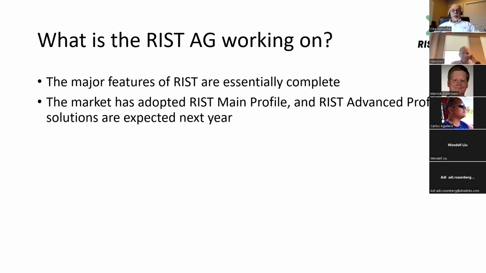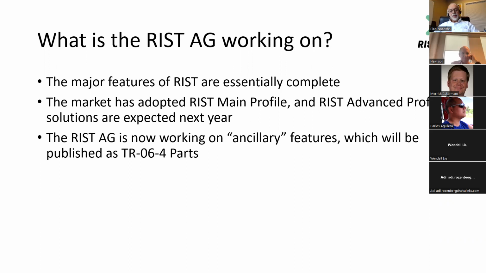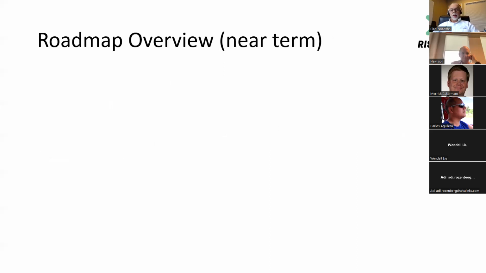So the market has adopted main profile. So there's simple profile, main profile. Main profile is kind of the main line right now. And we expect to see RIST Advanced Profile solutions next year. Now the RIST-AG is working on ancillary features, which will be published as TR-64. So if you recall, TR-61 is simple, TR-62 is main, TR-63 is advanced, and TR-64 is ancillary features, and there will be multiple TR-64 parts.